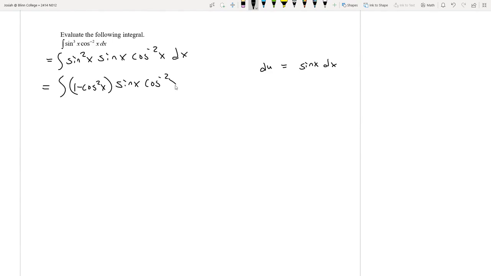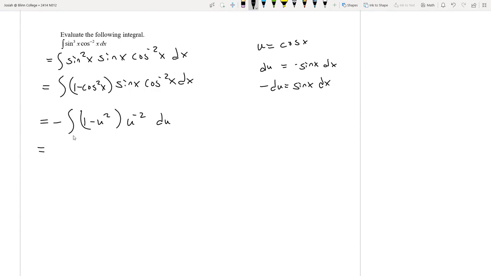And that pretty much gets us what we want. We'll go ahead and say, let u be equal to cosine of x. And so du would really be negative sine of x dx. And so we're looking at something like this. So we've got the integral of 1 minus u squared. We've got sine of x dx turns into a negative du. And then lastly, we have cosine to the negative second. That's u to the negative second. And so we'll go ahead and distribute. We've got negative u to the negative second minus, if we multiply these two together, we just get 1.